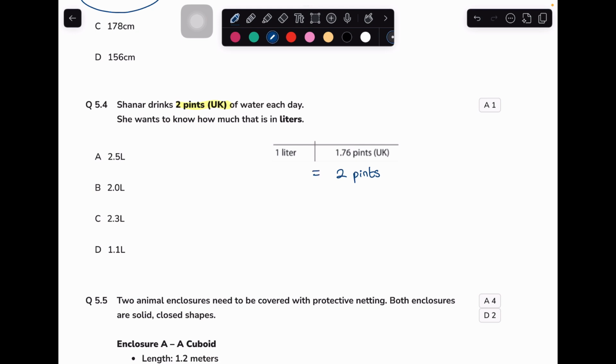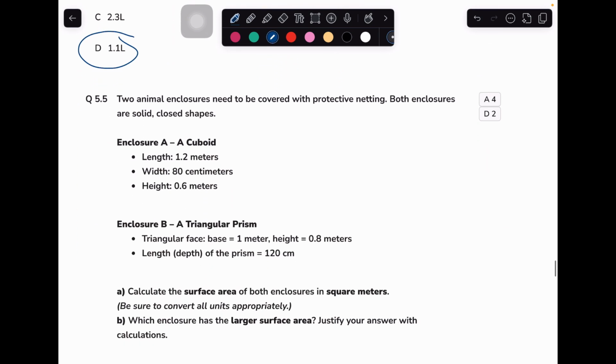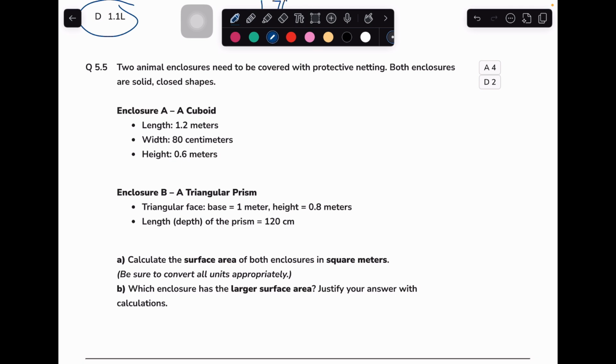Okay, so this one's slightly different. We're going to do 2 divided by 1.76 this time, which would be, so 2 divided by 1.76 is 1.136. Okay, so in terms of which is closest, it's going to be 1.1 litres. Okay, on to 5.5. So 2 animal enclosures need to be covered with protective netting.